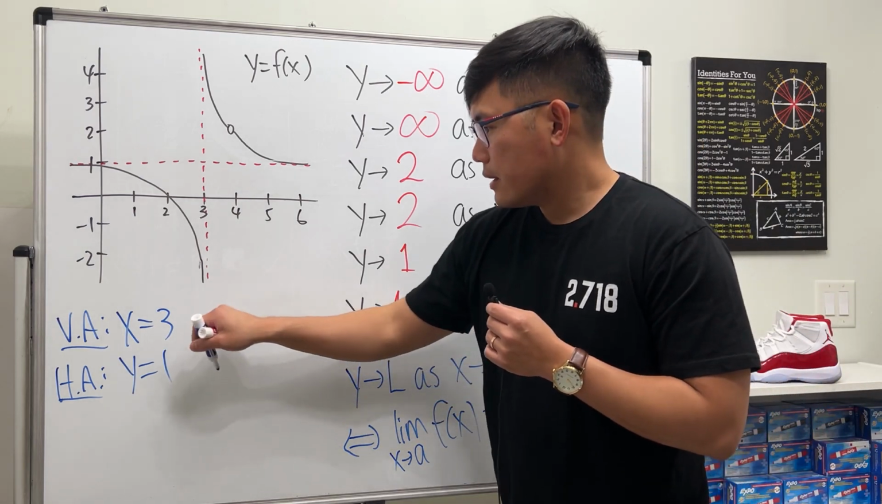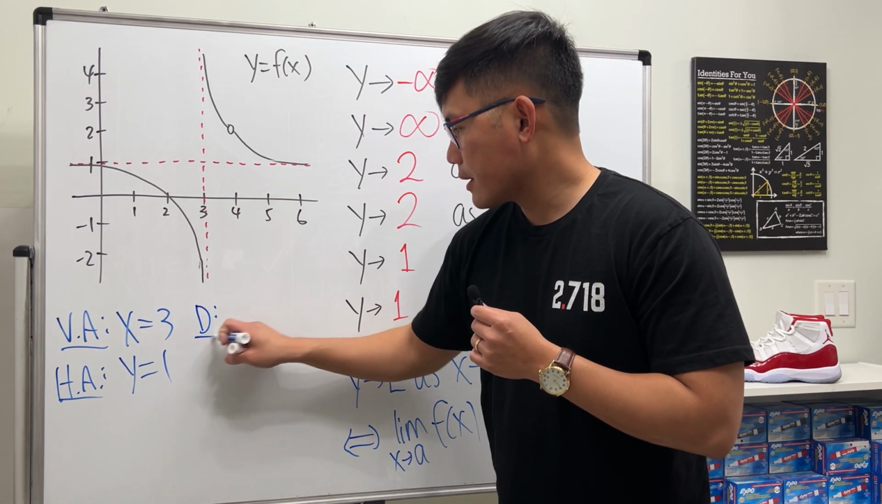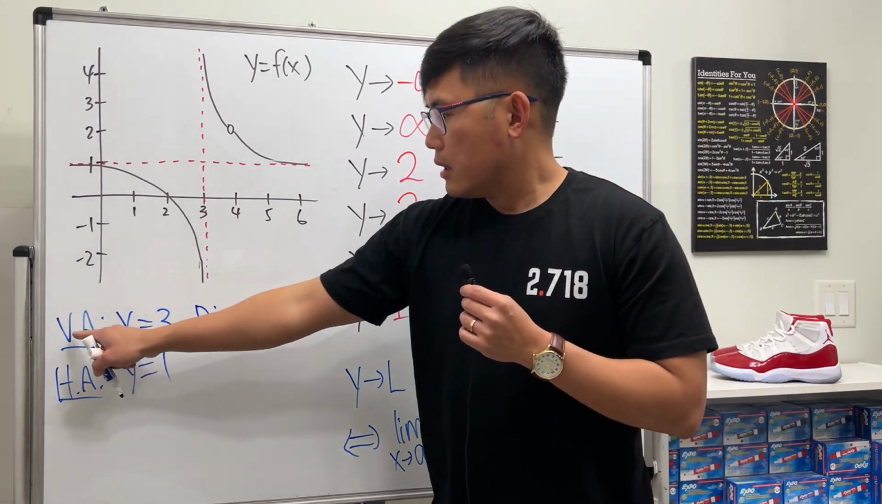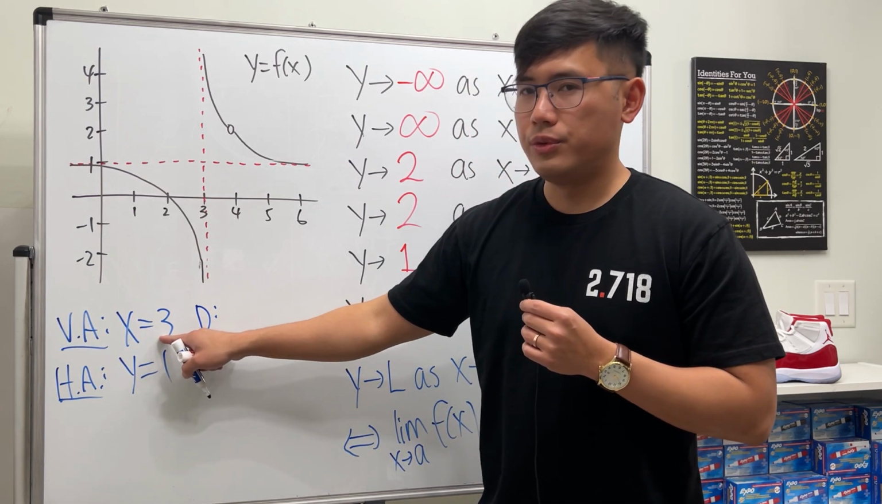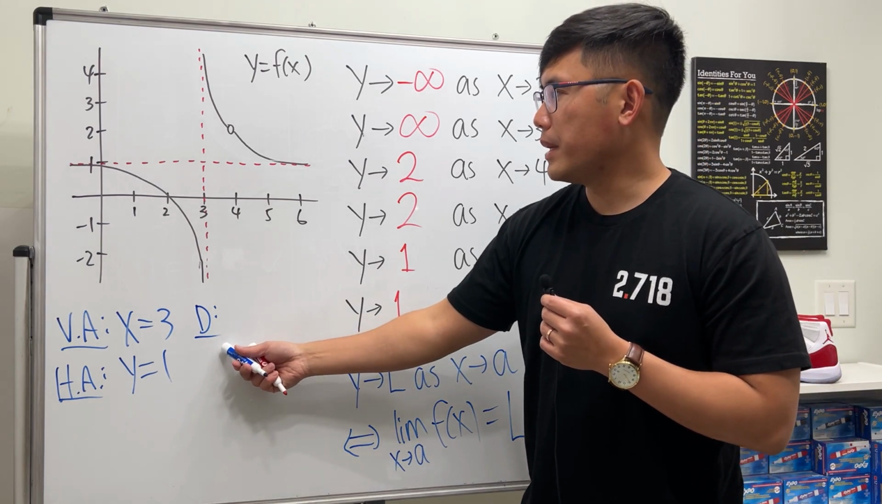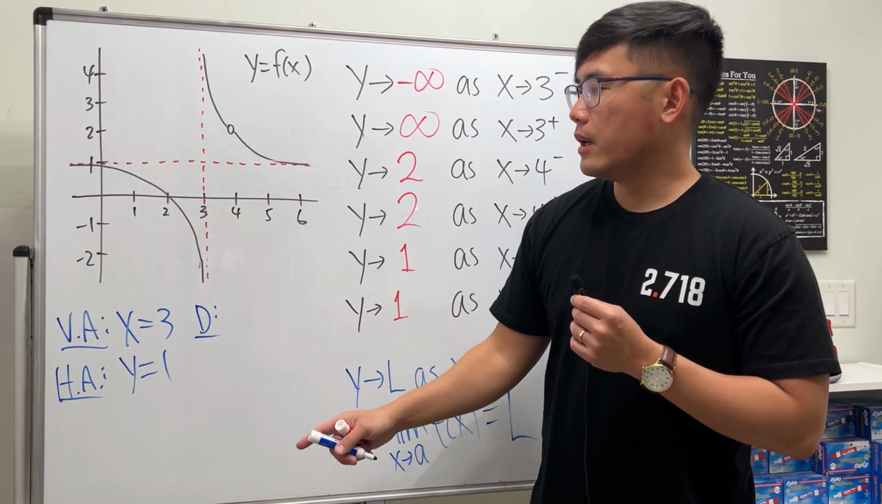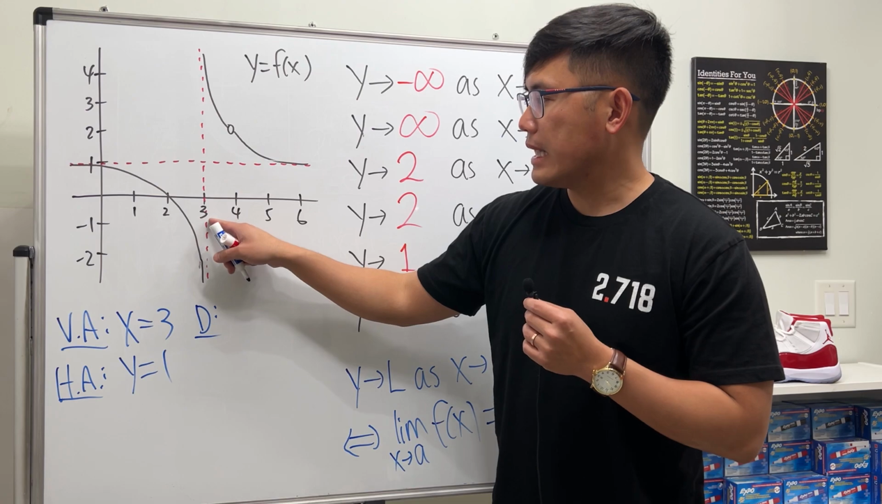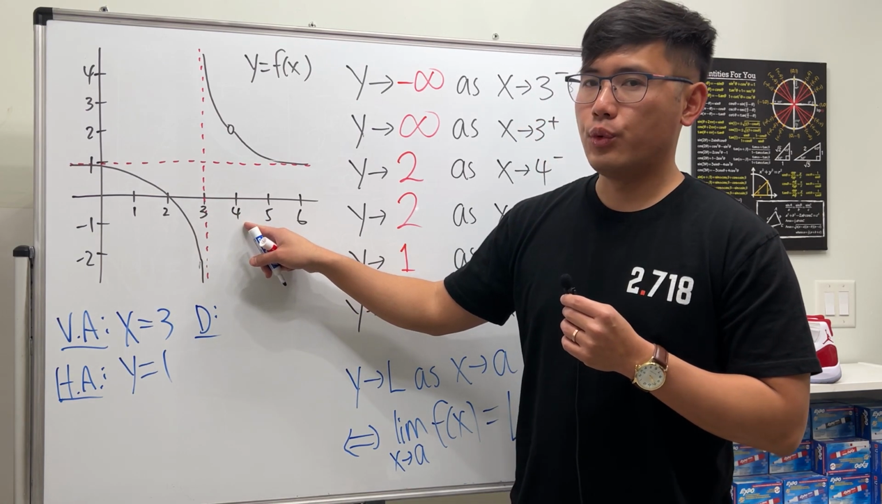Okay, and then let's look for the domain. Be careful though, because when we have a vertical asymptote, x is equal to 3, but that doesn't tell you the whole domain right away, because we also have to pay attention to the open circle. So for the domain, x cannot be equal to 3, x cannot be equal to 4.